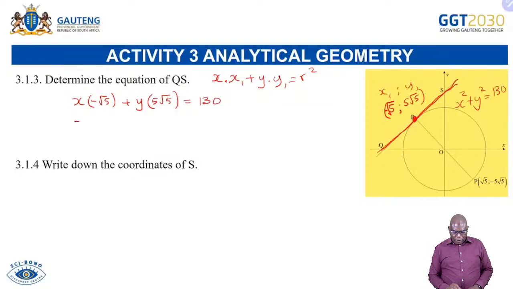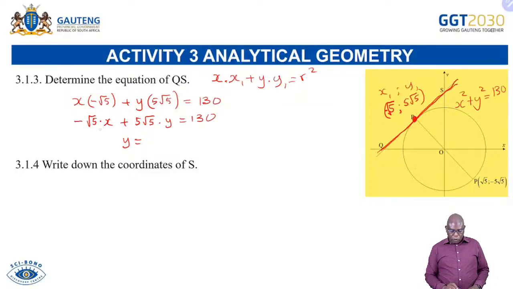From there, I'll have negative square root 5 times x plus 5 root 5 times y equals 130. I make y the subject of the formula. I'm not going to do everything there. We're just going to take this one to the right-hand side. Then it's going to give us positive square root of 5x divided by 5 root 5, then plus 130, and we're also going to divide it by 5 root 5.